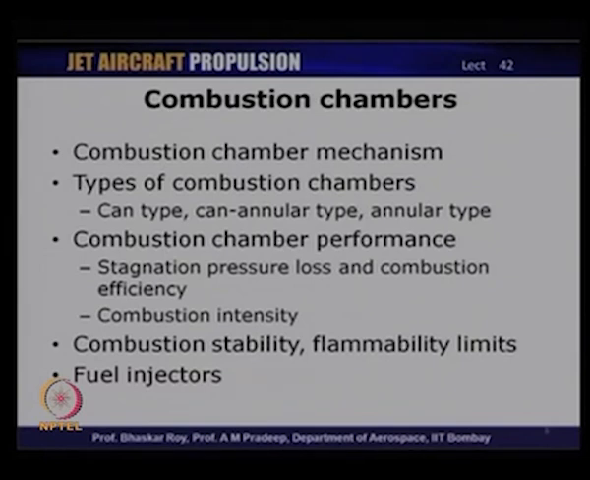We have seen the mechanism of the combustion chamber itself, and what the different types of combustion chambers are. There is the can type combustion chamber, the can annular type, and the annular type of combustion chamber. So, we have seen in detail the geometric construction of these three types of combustion chamber, and then we also discussed the performance of the combustion chamber, how we can evaluate performance using stagnation pressure loss, which is one of the performance parameters. The combustion efficiency is another parameter, and also the combustion intensity. So, using these three parameters, one can evaluate the performance of combustion chambers.